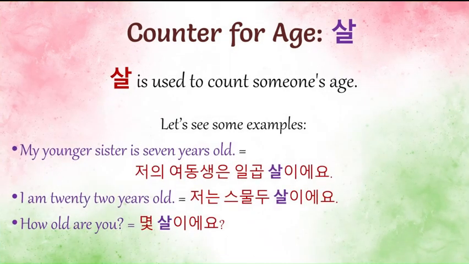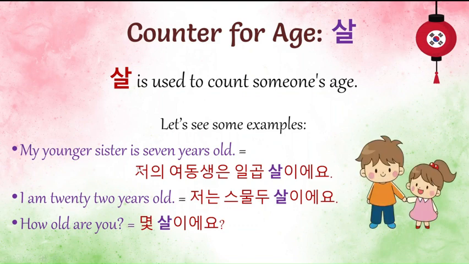Now let's see the next counter word, and that is the counter for age, 살. This is a very important counter as it is used to count someone's age. Let's see some examples to understand more clearly. My younger sister is 7 years old. In Korean it is 저희 여동생은 7살이에요.